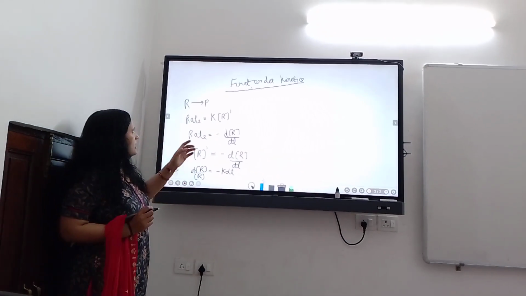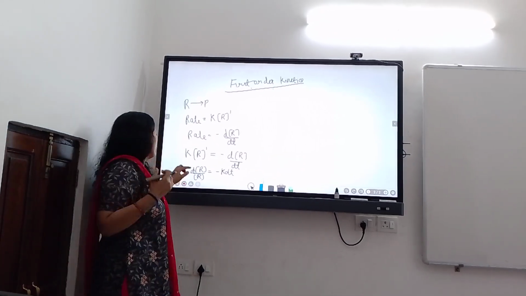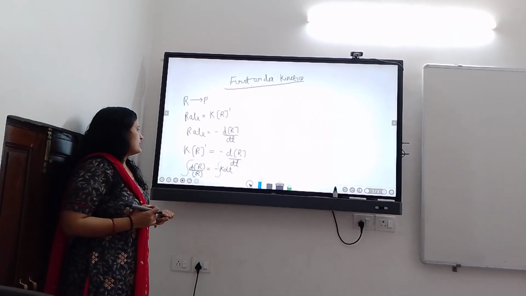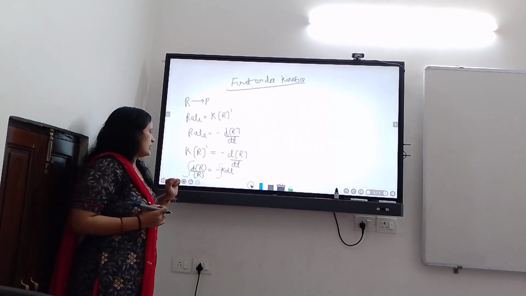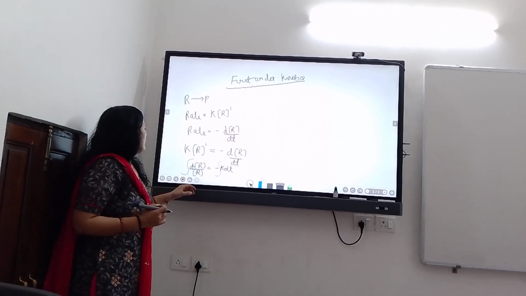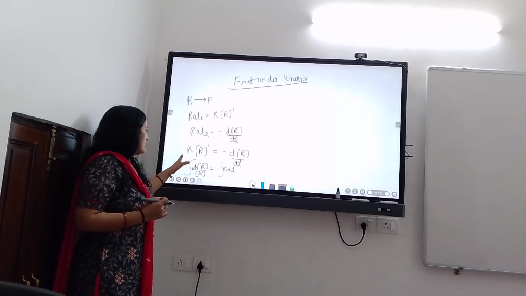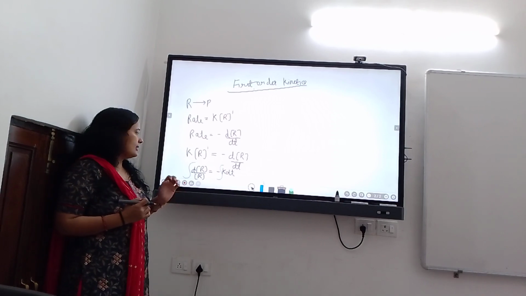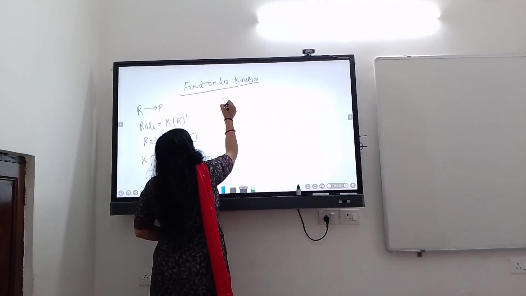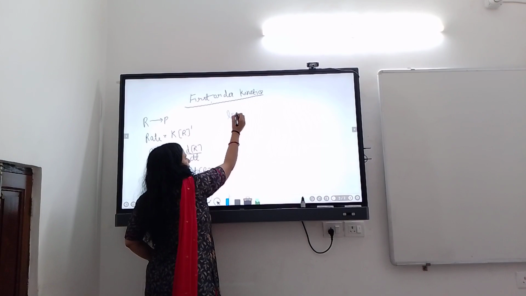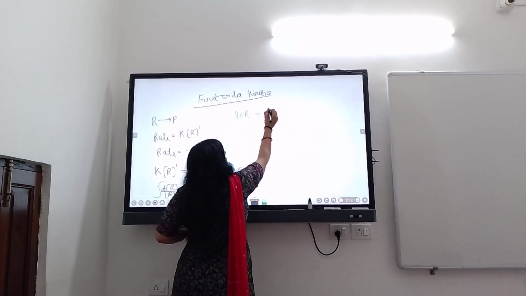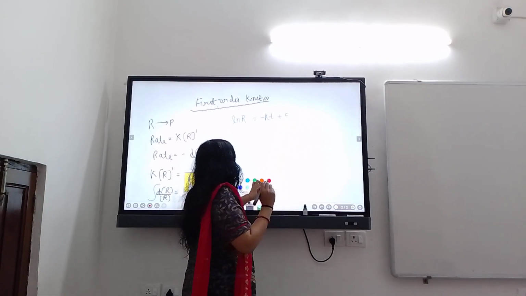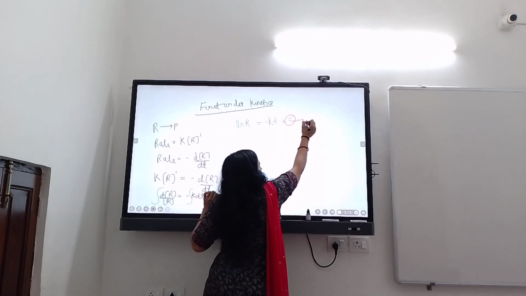Now, to find out the integrated rate equation, we will integrate both sides. K is the rate constant, so it will come out of the integration sign. And we know that the integration of dR by R will be ln R and integration of dt will be t. Now, integration of dR by R is equal to ln R equals minus K into t plus c. Here c is the integration constant.